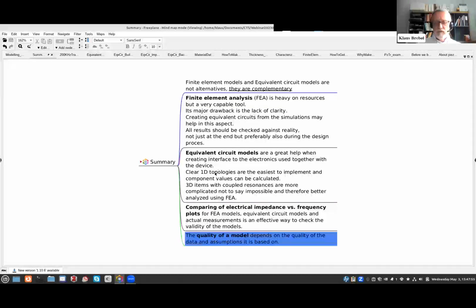Clear one-dimensional topologies or one degree of freedom resonators are the easiest to implement, and component values can be calculated. When we go to 3D items or items with coupled resonances, things get more obscure, and it's therefore better analyzed using FEA. Comparing electrical impedance versus frequency plots for the finite element models, the equivalent circuit models, and the actual measurements is an effective way to check the validity of the models. And finally, the quality of a model depends on the quality of the data and assumptions it's based on.